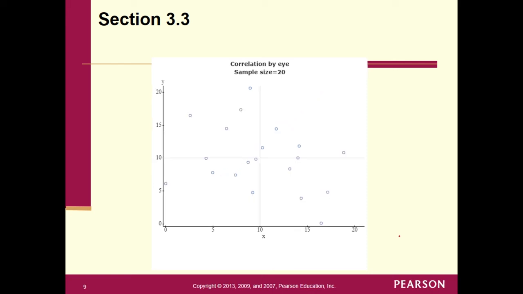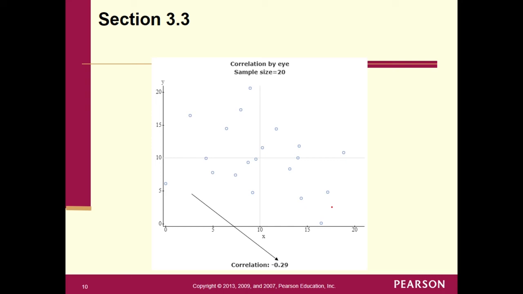Okay. How about this one? This one, we clearly have a negative relationship. And the dots seem to be a little bit more spread out than the last one. So what do you think about this one? Is it going to be close to -1 or closer to 0? I think it's going to be closer to 0. And it turns out to be -0.29.